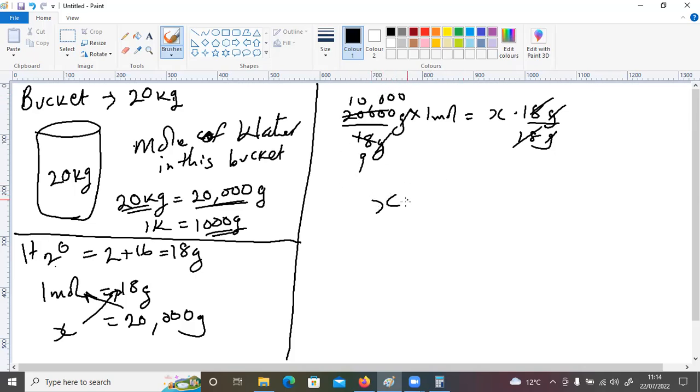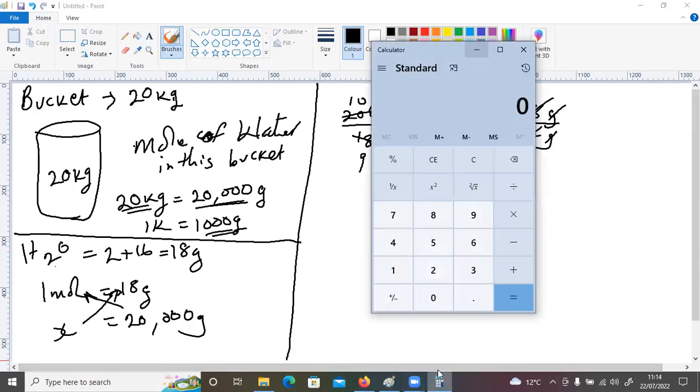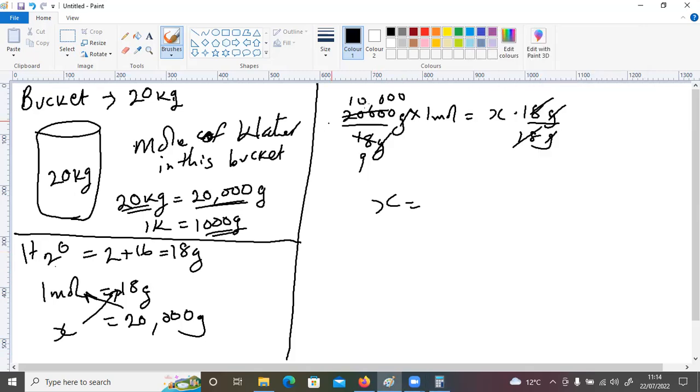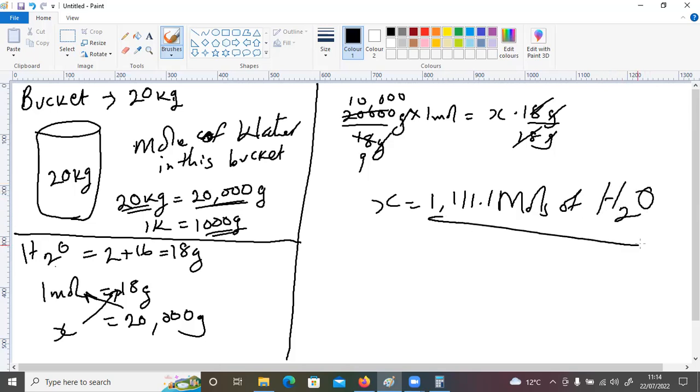Okay, so x is equal to, allow me to take my calculator right now. I hope you'll be allowed to have your calculator with you. 10,000 divided by 9 is about 1,111.1 moles of water. Okay, so I think so far so good.